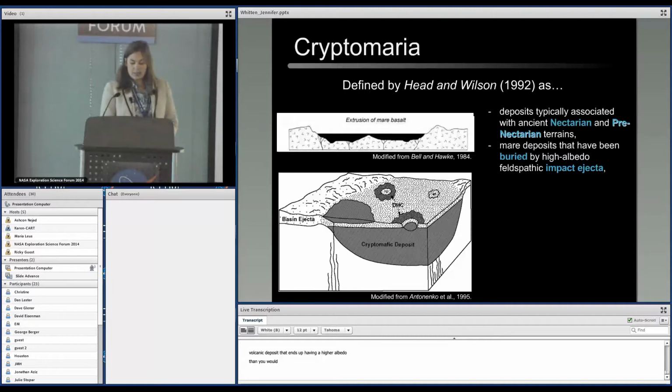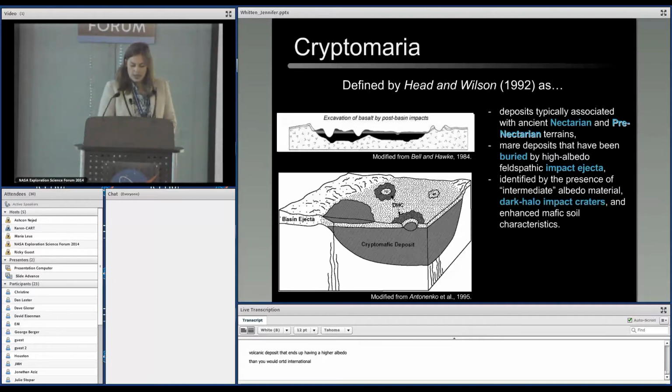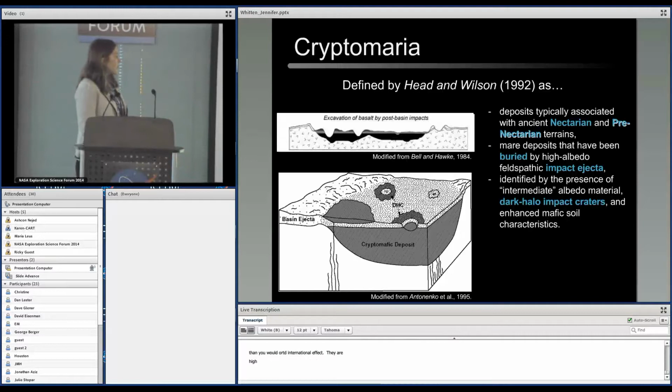So they're buried by high albedo feldspathic impact ejecta, and they can be easily identified by the presence of dark halo impact craters. Dark halo impact craters are small impacts, usually less than 5 kilometers in diameter, that impact into this higher albedo surface, and they excavate lower albedo material. And when you go in with mineralogic information, in this case the Moon Mineralogy Mapper data, so VNIR spectral data, you can see that these are actually basalts, and so you're able to identify these buried volcanic deposits.